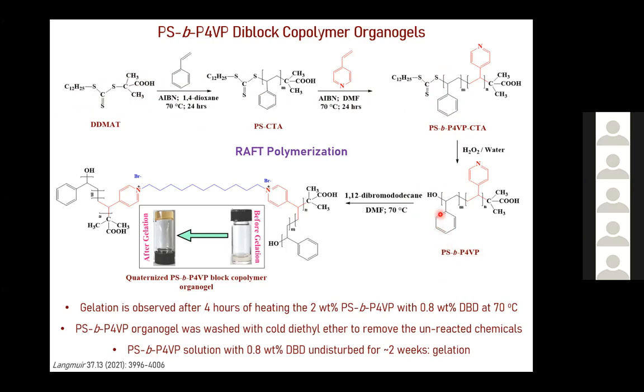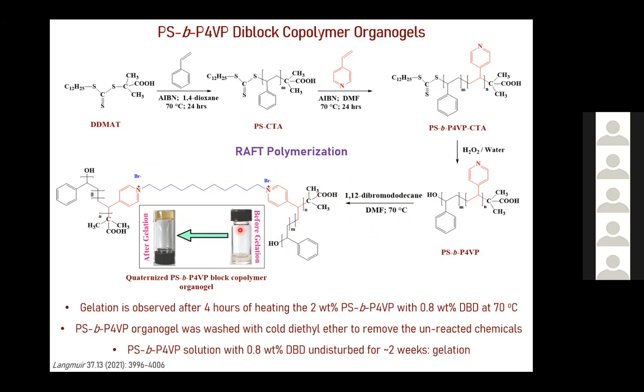Now we convert this diblock copolymer into an organogel. This is the first report where we found that a polymer can be converted to an organogel using a cross-linker, dibromododecane. You can see the two polymer chains have been linked using this dibromododecane, and heating it in DMF at 70 degrees results in a gel.